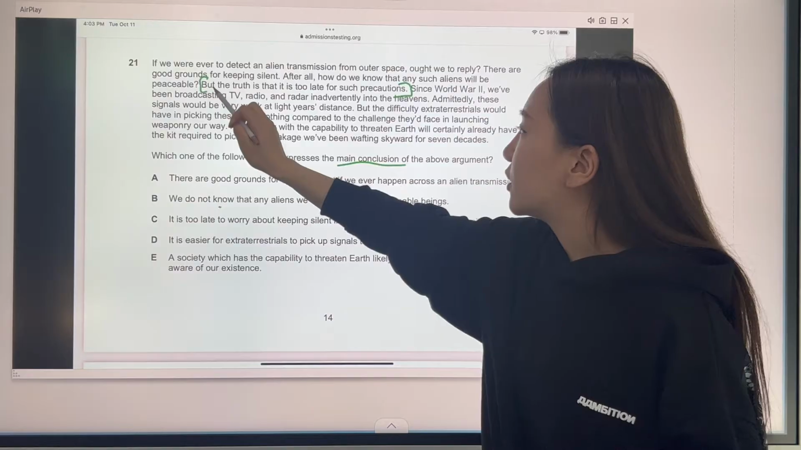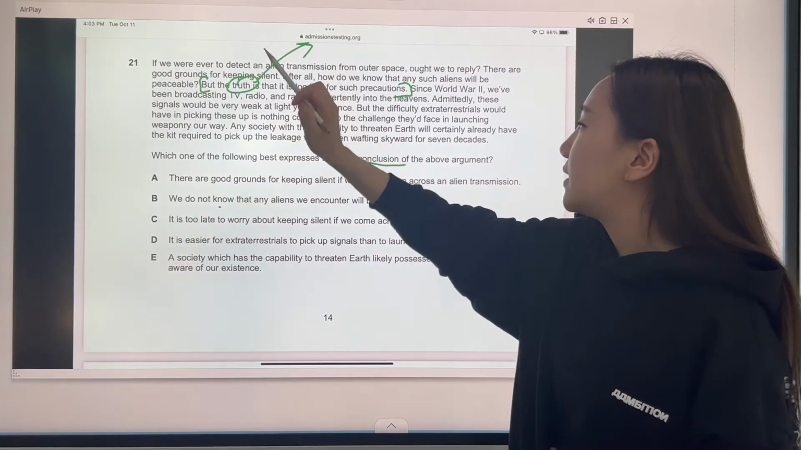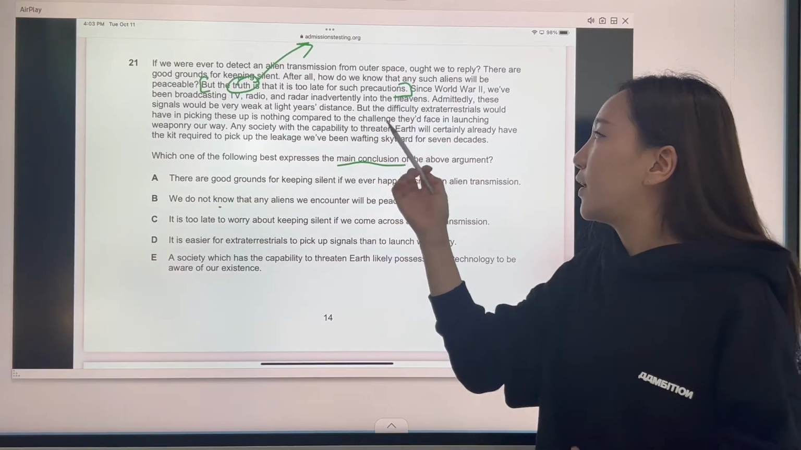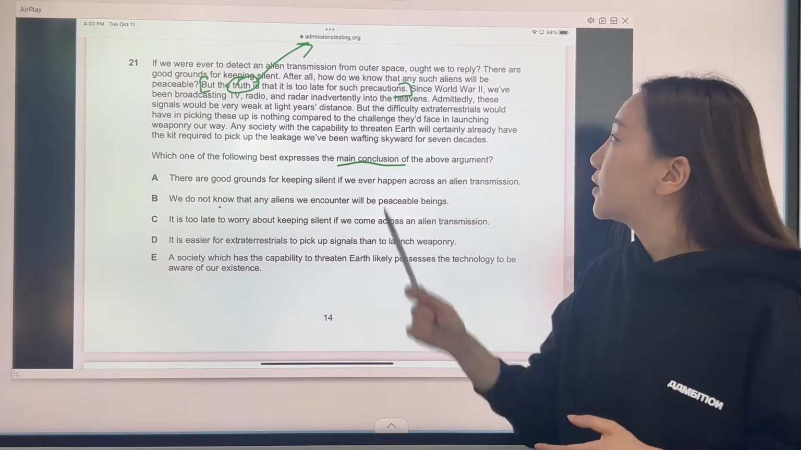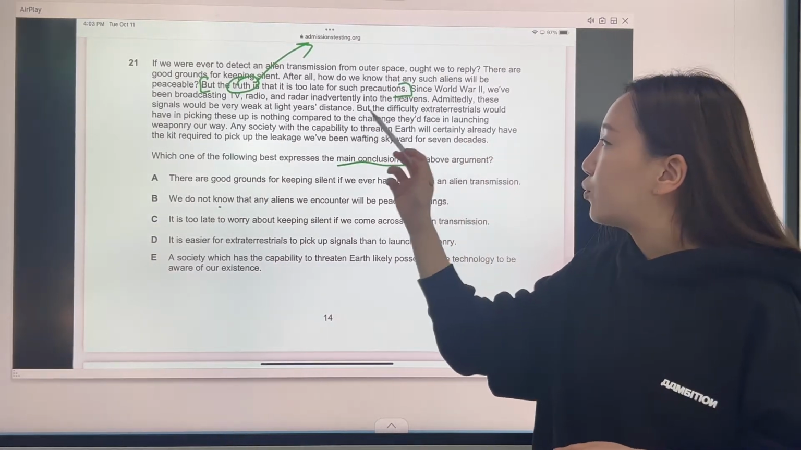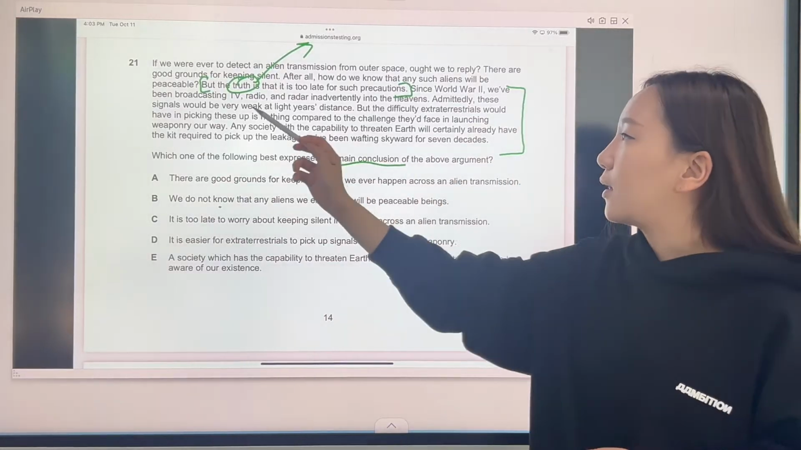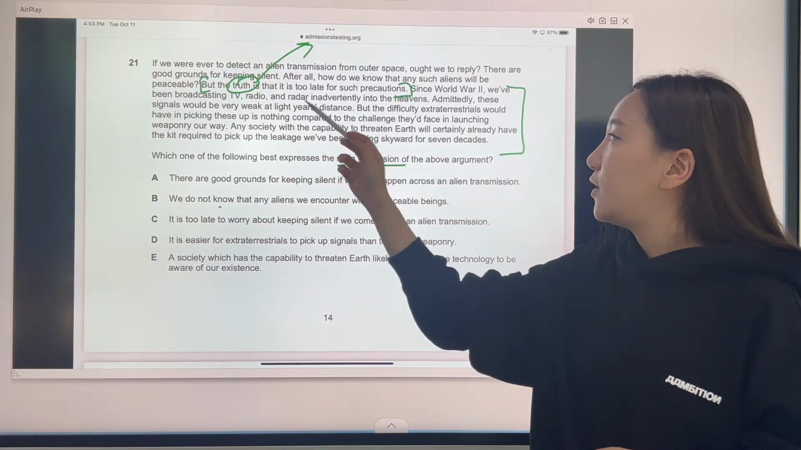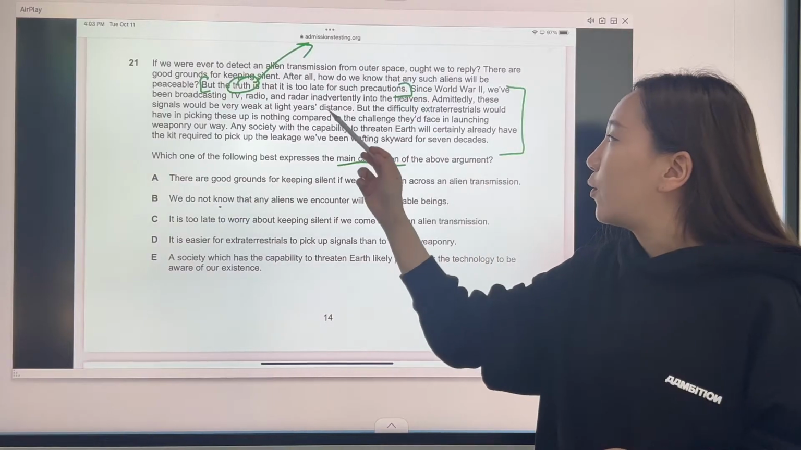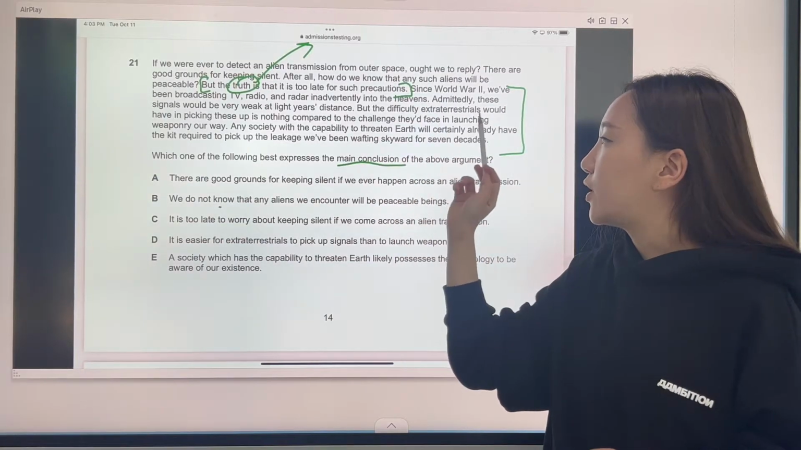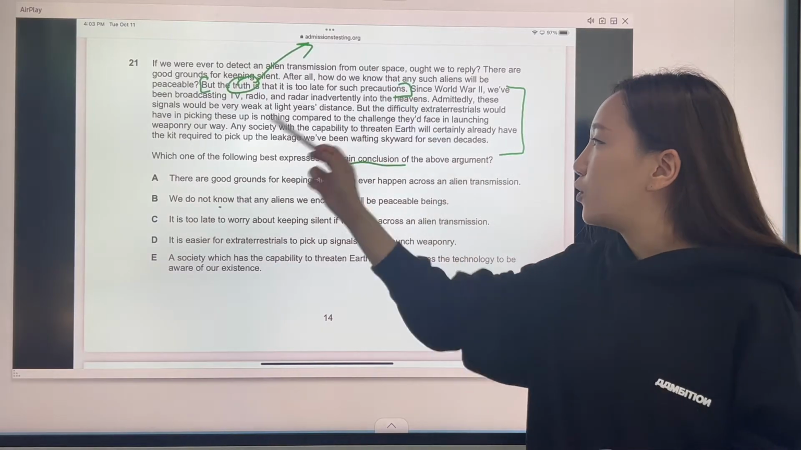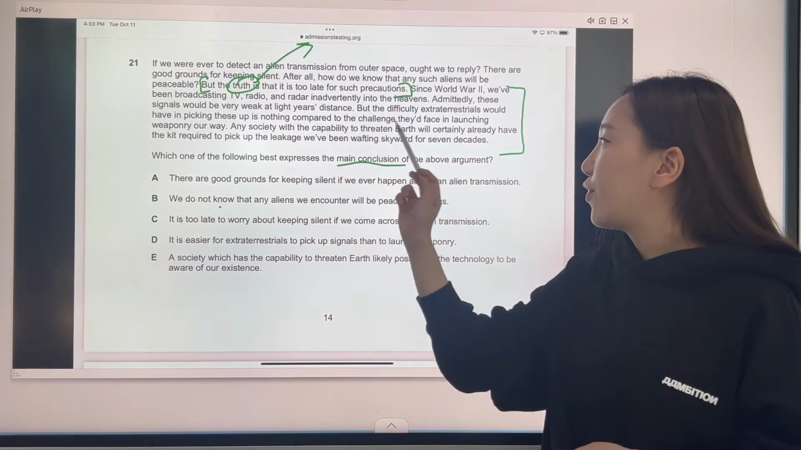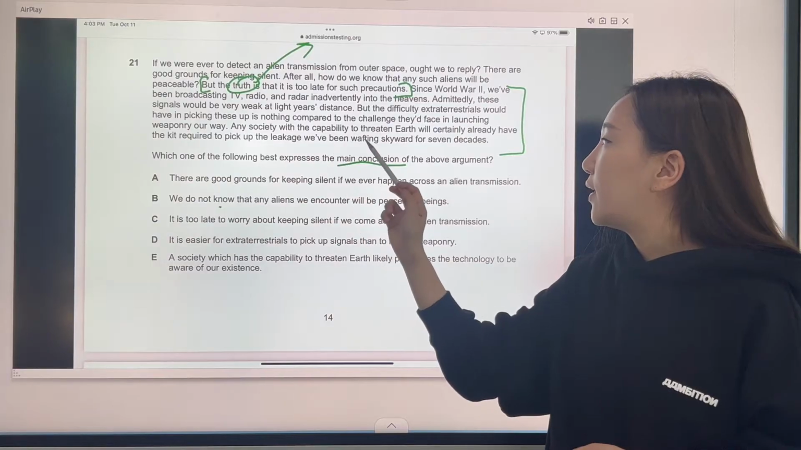Here's your main conclusion, and the reason being is that this is an opinion. The truth is something, there's no point deciding if we should be silent or not. So since World War II, we've been broadcasting. Here's the mechanism, the argument: broadcasting, TV, whatever. Admittedly, they've been quite weak, but for extraterrestrials the difficulty of this is nothing compared to launching weaponry. Any society who could threaten Earth will already have the kit required, whatever it is.